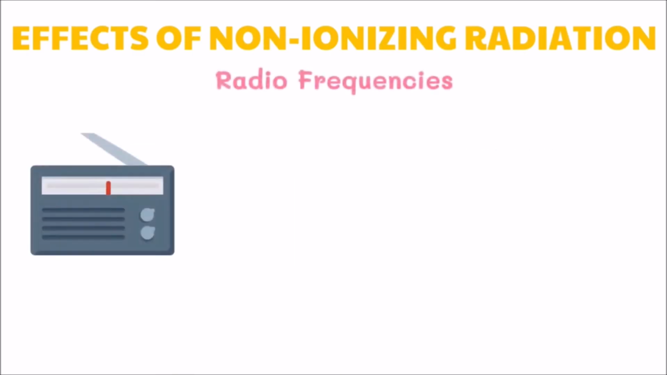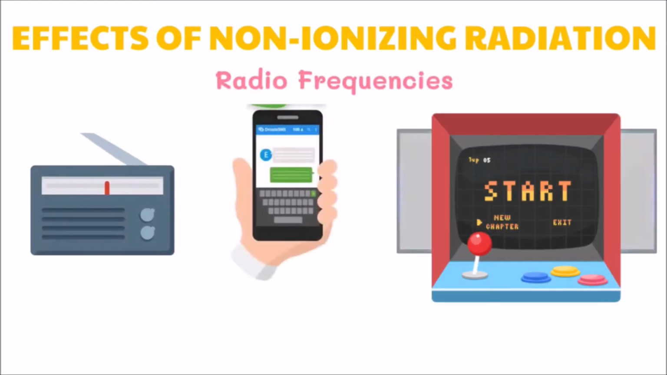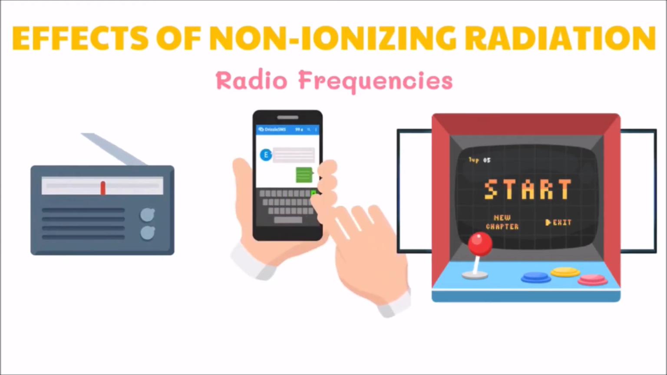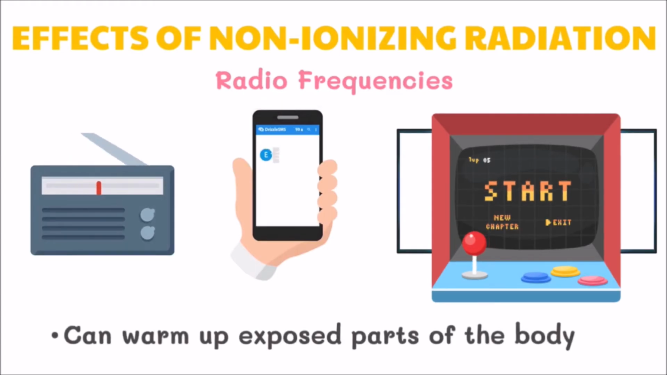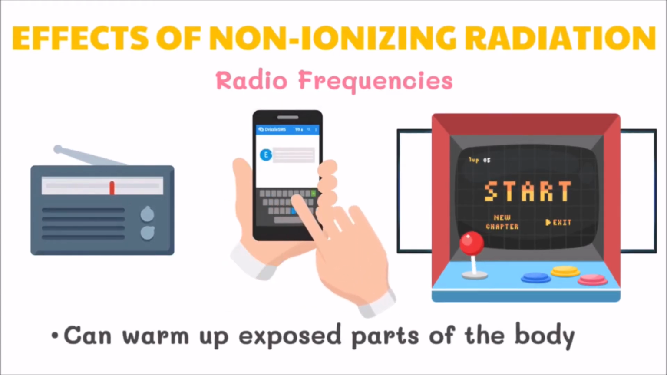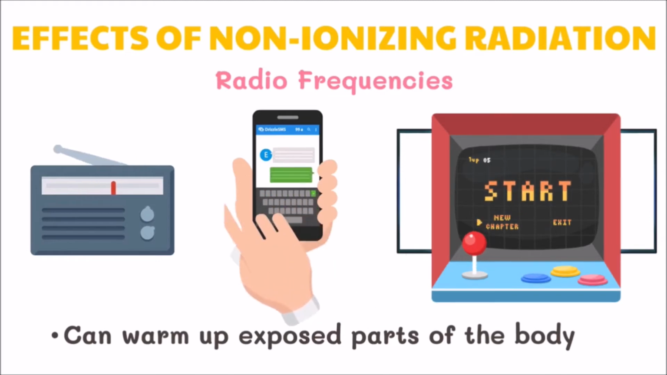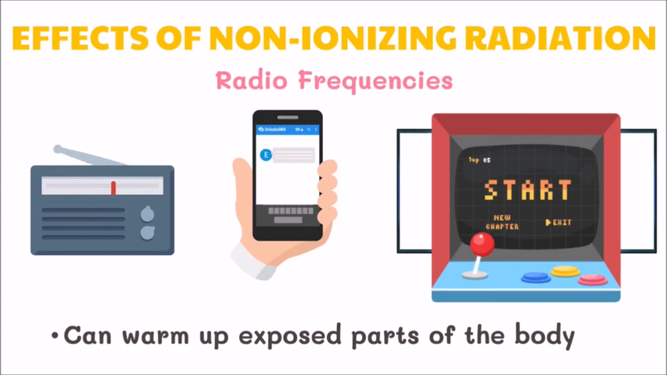AM and FM radio broadcasts, Wi-Fi signals, cell phones, and television use radio frequency waves. Exposure to electromagnetic fields in this frequency range can warm up exposed parts of the body because these absorb the radio waves and convert them into heat. The frequency level determines the depth of penetration into the body. For example, using a cell phone causes the ear and/or head to get warm.